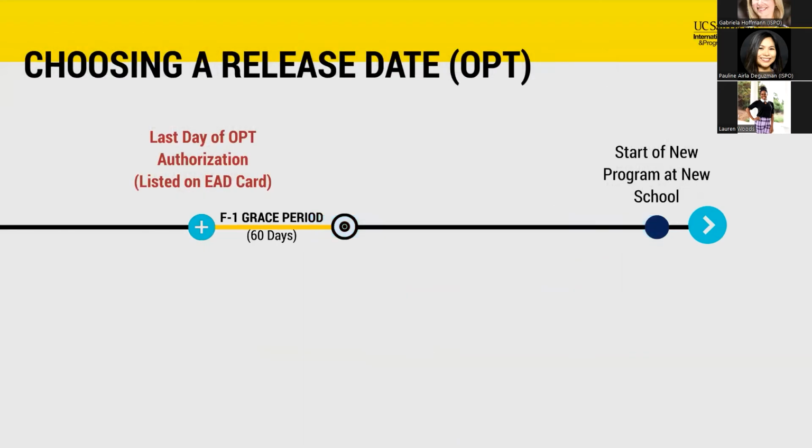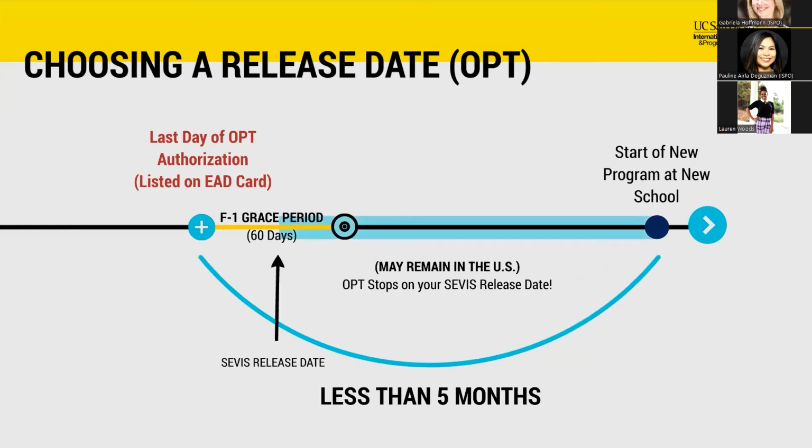This is similar for those of you who are currently on OPT or post-completion OPT. All right. You should also request a SEVIS release date that's sometime in your grace period. You can remain in the US during that pending period while you're waiting for your new program to start.